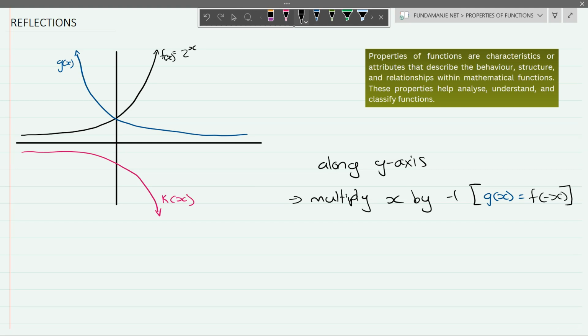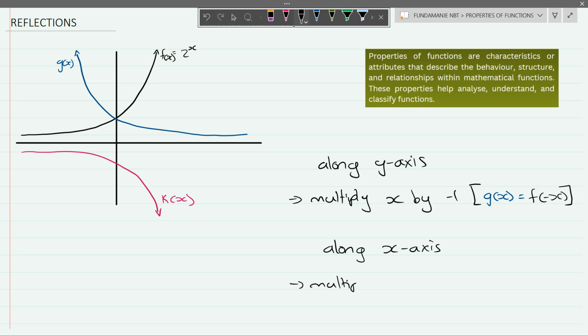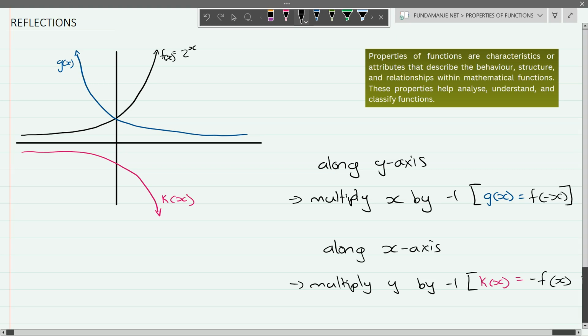Then we also have reflection along the x-axis, and here we multiply y by -1. So this will be k of x is equal to the same function f, except we negate the function itself, the y value, so minus f of x. So we multiply the whole thing by -1. In this case, we just multiply x by -1, but here we multiply the whole thing by -1.